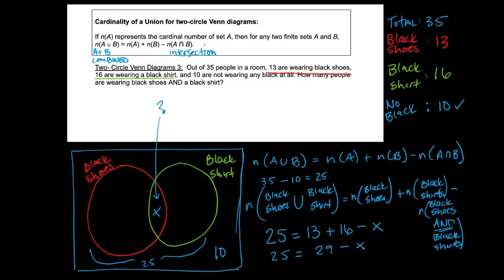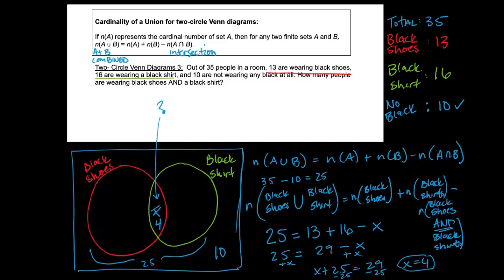Okay, and then we can move things around a little bit. I'll add x to both sides. I'll get it over here so it's not negative. So x plus 25 equals 29. And then I can take off 25 from both sides, and I find out that x is 4. And so 4 is in the middle.